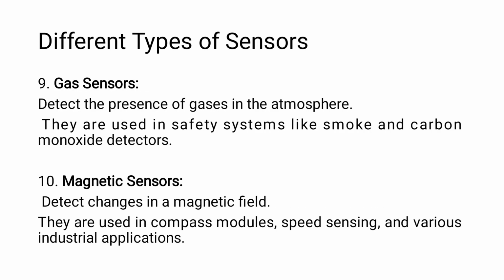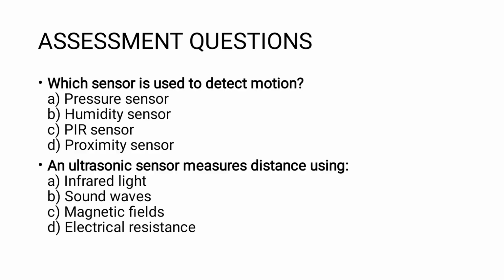Gas sensors detect the presence of gas in the atmosphere. They are used in safety systems like smoke and carbon monoxide detectors. Magnetic sensors detect changes in a magnetic field. They are used in compass modules, speed sensing and various industrial applications.